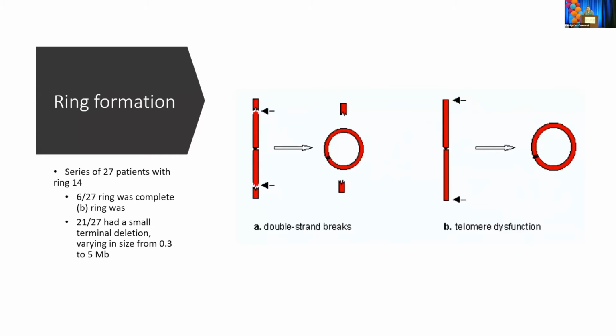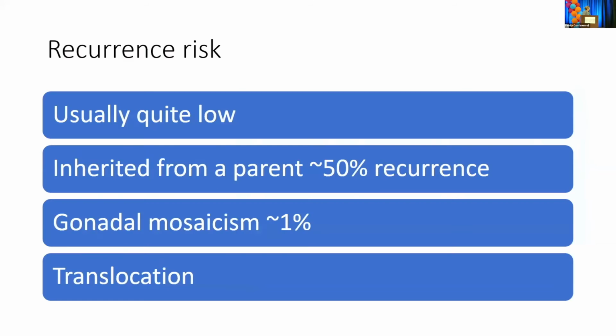So in a large series of individuals with ring 14, it tends to be this telomere dysfunction that's more common in ring 14, based on what's available in the literature, which is relatively little. But in 21 of 27 individuals, I said that backwards. So in 6 of 27, it was that situation where there weren't missing pieces, and in 21 of 27, they had those missing pieces. So I apologize, I said that backwards. So double strand breaks actually tend to be the more common mechanism in ring 14.